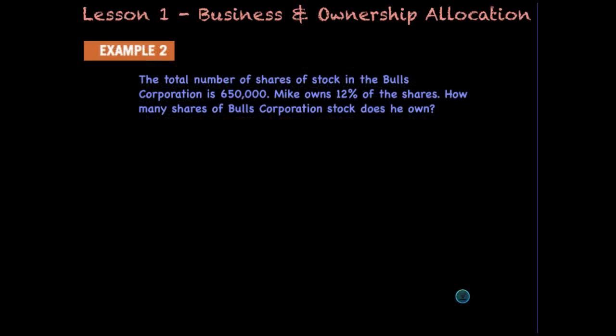Example 2. The total number of shares of stock in the Bulls Corporation is 650,000. So that's the number of shares of stock. Mike owns 12% of these shares. So how many shares does he actually own?